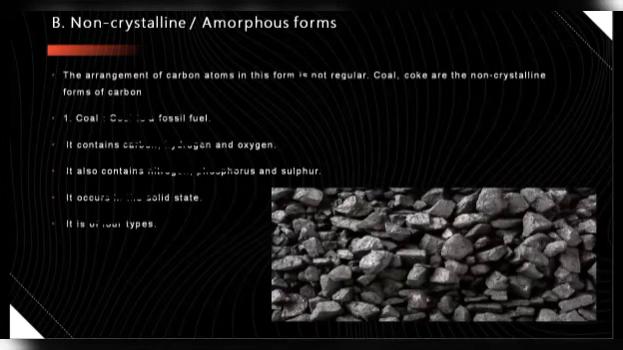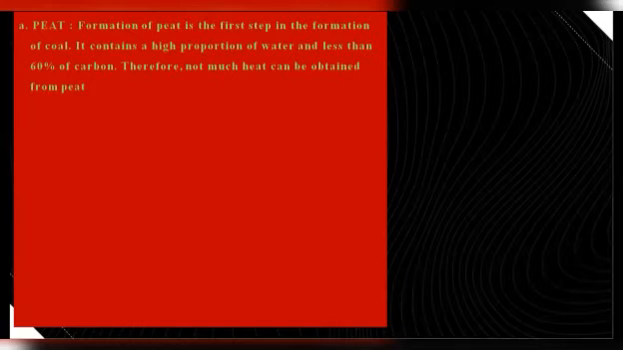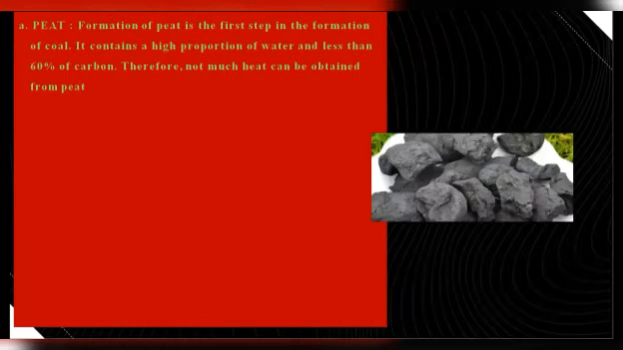Now that we have learned in detail about the crystalline forms of carbon, let us now look at the non-crystalline form of carbon, or the amorphous forms. The arrangement of carbon atoms in this form is not regular. Coal, coke, etc. are the non-crystalline forms of carbon.